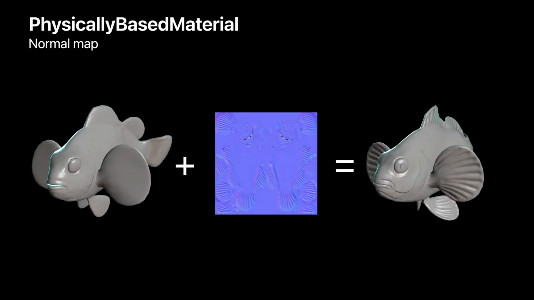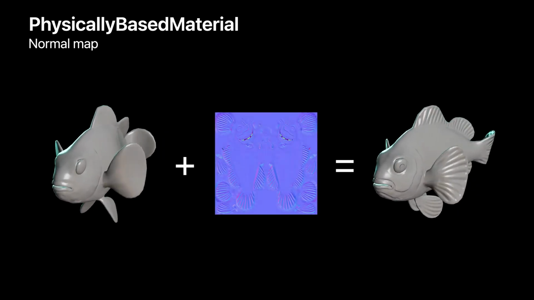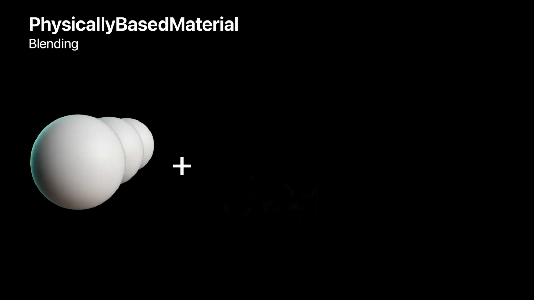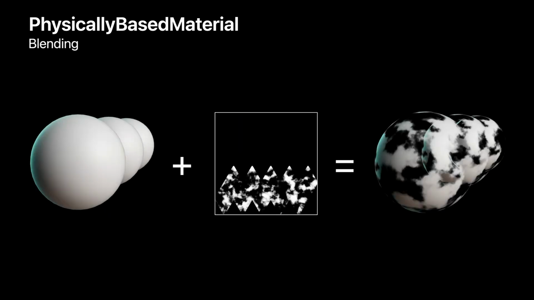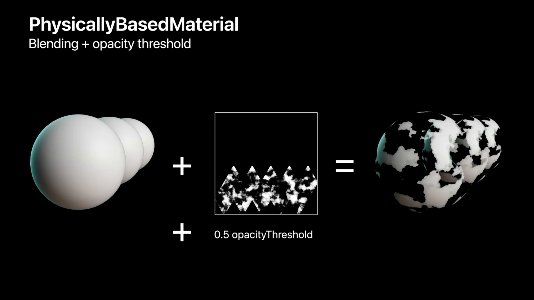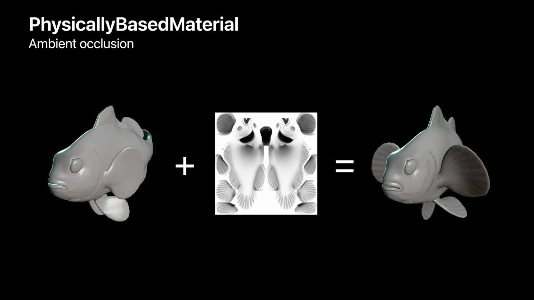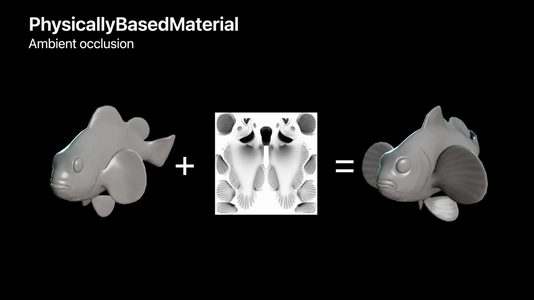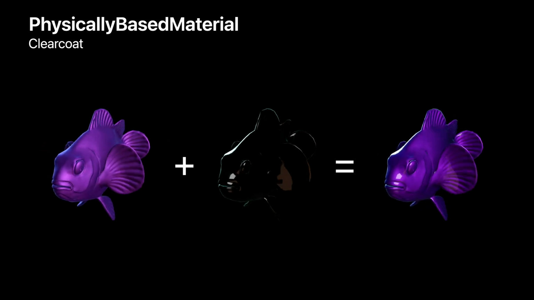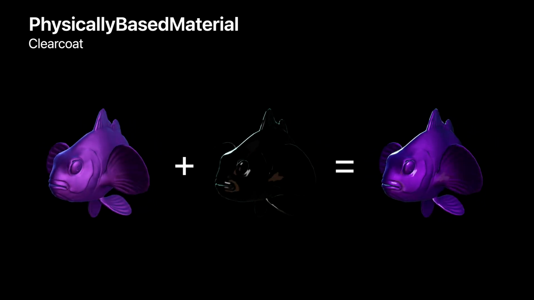Among the properties of the material, you can, for example, change the normal map to add small details that are not part of the mesh. You can also assign a texture defining the transparency of the model. By default, the transparency is using alpha blending. But if you also assign an opacity threshold, all the fragments below the threshold will be discarded. You can set the texture for ambient occlusion, defining baked shadows in the model. And an example of a more advanced property is clear coat, which will simulate an additional layer of reflective paint on the material.